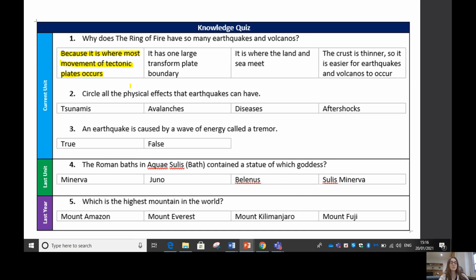Question 2, circle all the physical effects that earthquakes can have. You have tsunamis, avalanches, diseases, and aftershocks. Pause me now and answer the question.